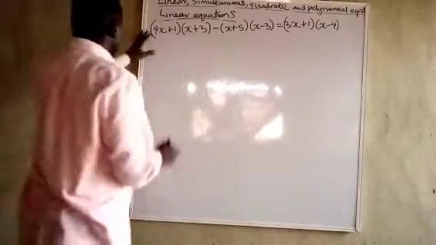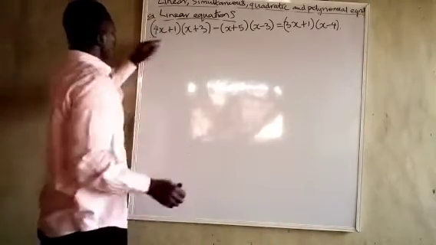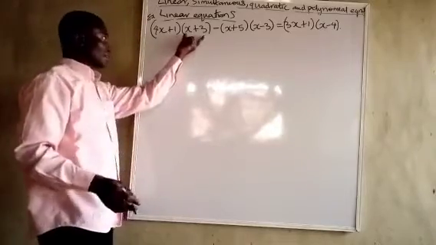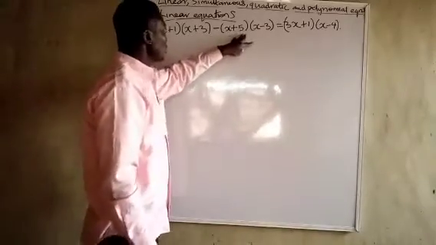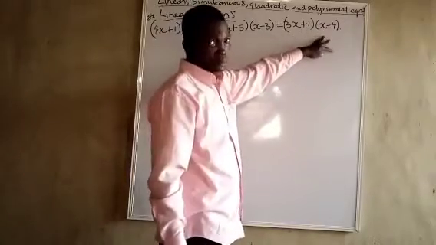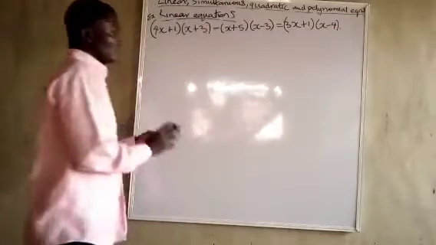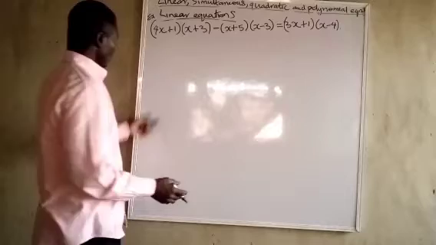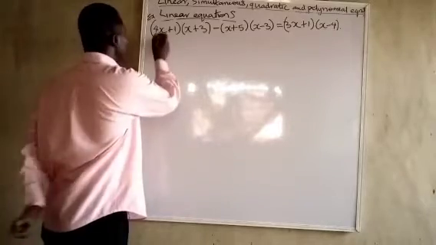Now we have another example. 4x plus 1 bracket multiplied by x plus 3, minus x plus 5 into x minus 3, equals 3x plus 1 bracket multiplied by x minus 4. Now, you can do any form of expansion, but to solve this using the shortcut, you can just make it like this.